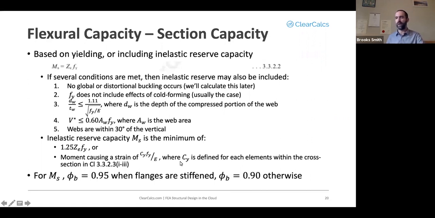I'm not going to go through the full calculation of that. It's very prescriptive and requires some additional strain calculations, which can get lengthy. But Cy is defined for each element within the cross-section within clause 3.3.2. And the phi value for your section member capacity is 0.95 when you have stiffened flanges, 0.9 otherwise, if your flanges are unstiffened. So basically, if you have lips, it's 0.95. If you do not have lips on your cross-section, it's 0.9.